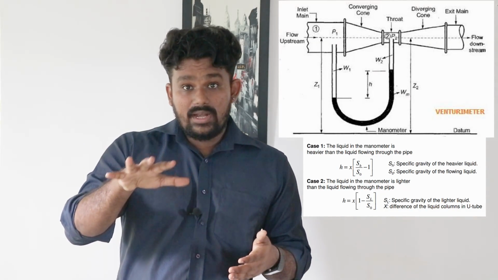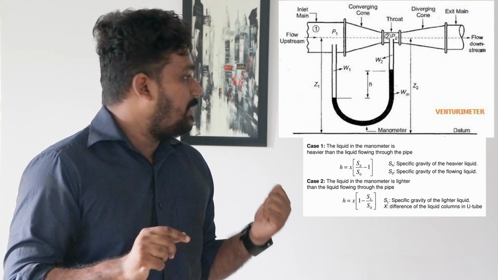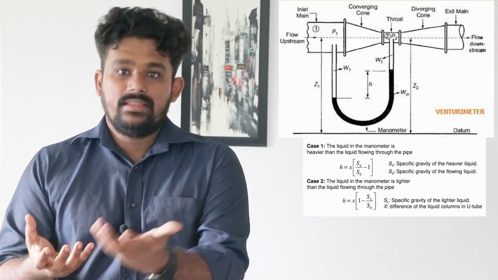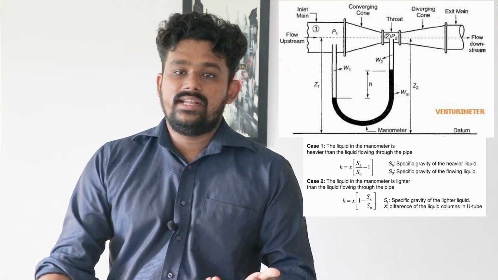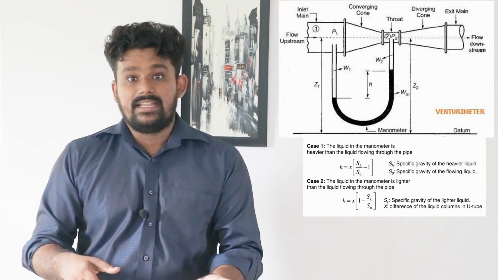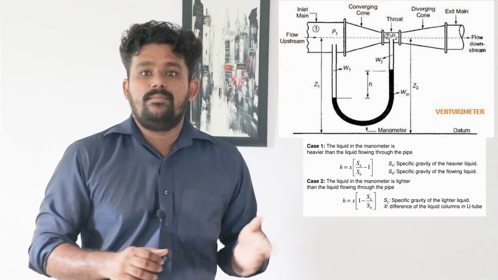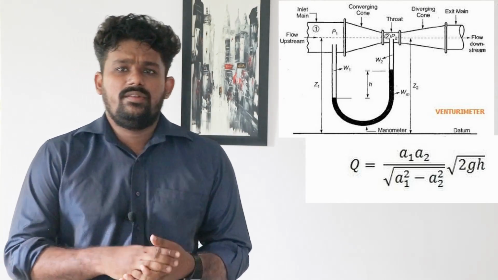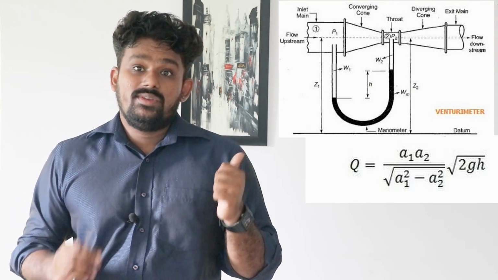If the fluid in the manometer is heavy, then the first relation is used, X into rho m by rho p minus 1. For example, if water is flowing through the pipe and the fluid in the manometer is mercury, the density of water is 1000, whereas the density of mercury is 13,600. Mercury has a higher density, which means the fluid in the manometer is heavy, so the relation X into rho m by rho p minus 1 is used. Or vice versa, the second relation will be used. Therefore, discharge Q equal to A1 A2 into root of 2GH by root of A1 square minus A2 square, where this discharge Q is the theoretical discharge.